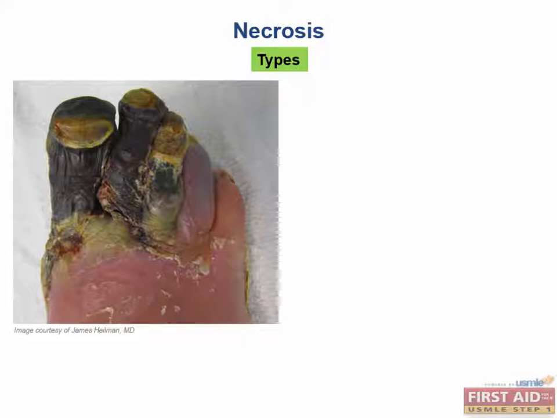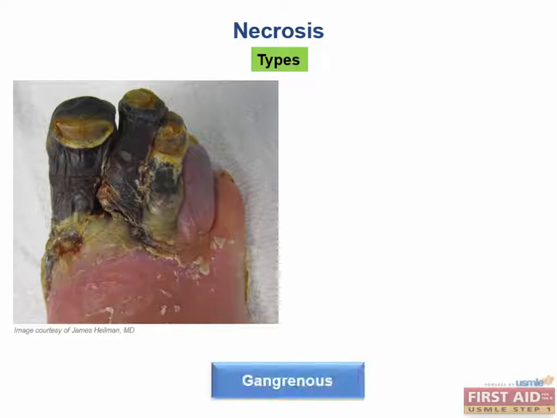All right, the final type of necrosis that we'll talk about is what? This is a dead foot here in a diabetic. What type of necrosis is this? The tissue is rotting. This is gangrenous necrosis. Basically, gangrenous necrosis is a type of coagulative necrosis, but just with the addition of rotting flesh.